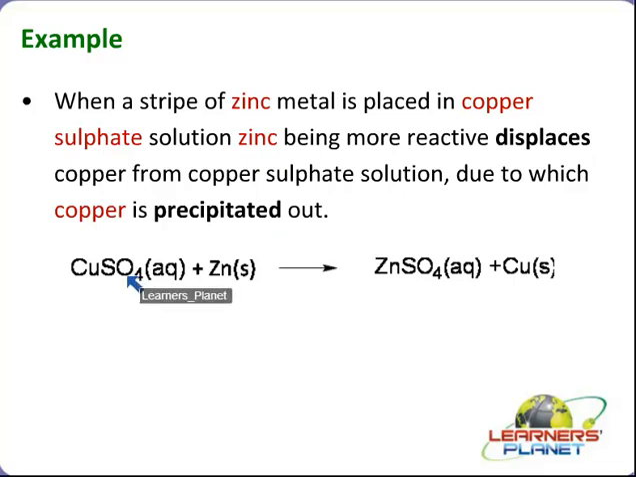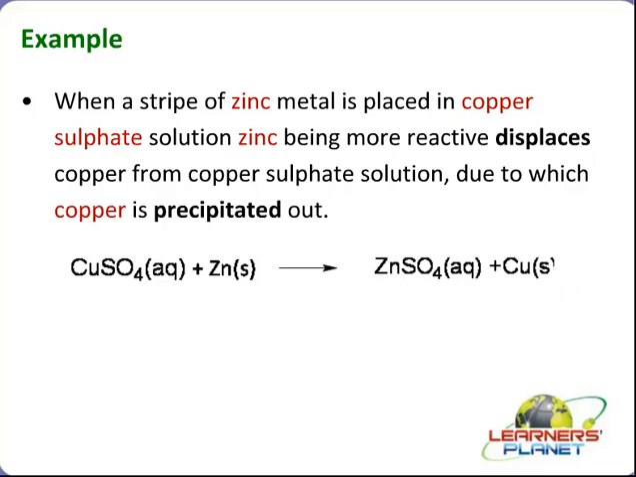That is, to copper sulfate aqueous, zinc solid is being added. Then zinc is displacing what? Zinc is displacing copper and forming what? Zinc sulfate. Again your copper is precipitated. So to make it more informative, what I can do is put an arrow pointing downwards like this. It means your copper has been precipitated out.